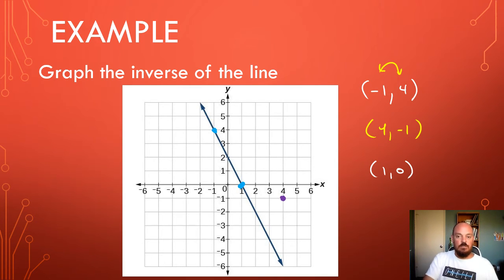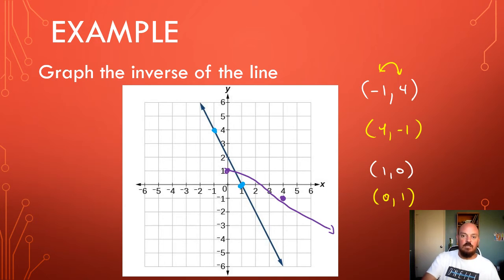So its inverse, if I switch those two numbers, is going to have 0, 1. That would be over nothing, up 1. It would be right here. So the two blue points were on the original graph. The two purple points are on the inverse. All you've got to do is draw the line that goes through the purple points.